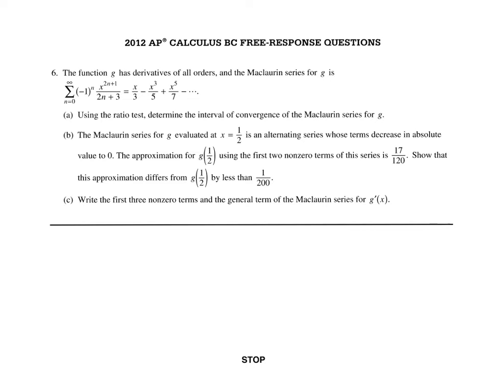Okay, 2012, number 6, Maclaurin series. First thing I notice when I look at this is that it is an alternating series. So that's important to notice.